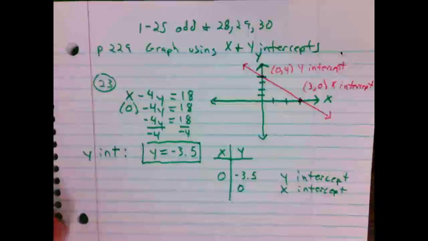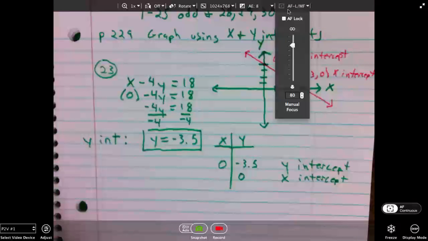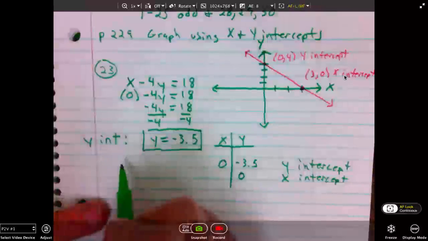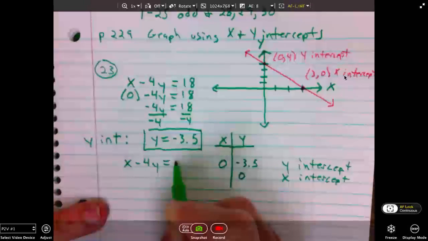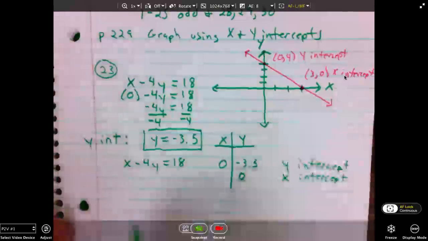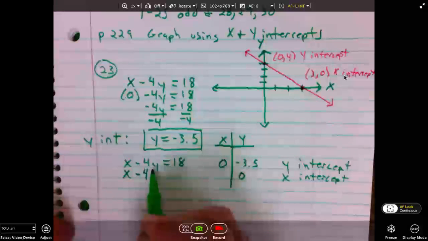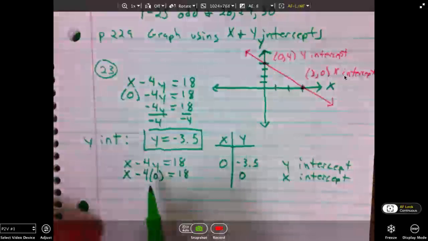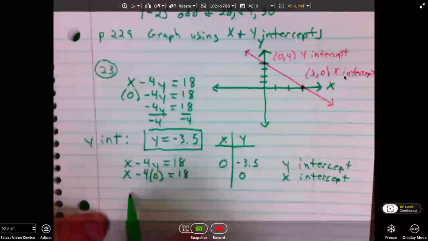Okay, a similar procedure to find the x-intercept. Again to the original equation. X minus 4y equals 18. Now we will set y equal to 0. So x remains as variable x minus 4 times 0 equals 18. This one's even more convenient. 4 times 0 is 0, so you're left with x minus 0, which is simply x.